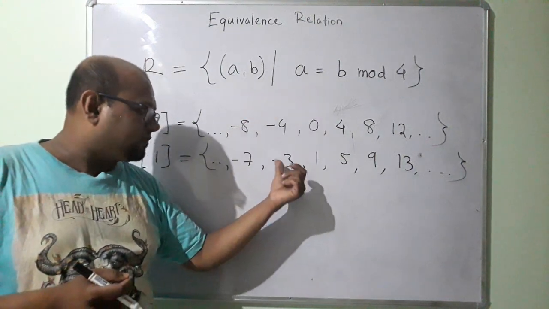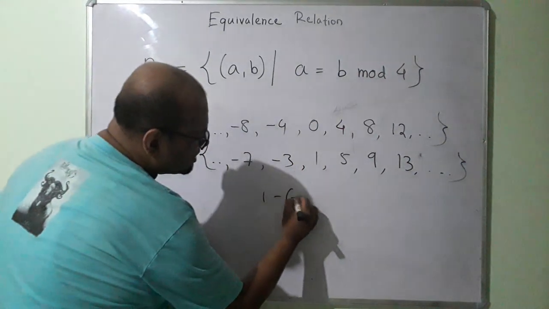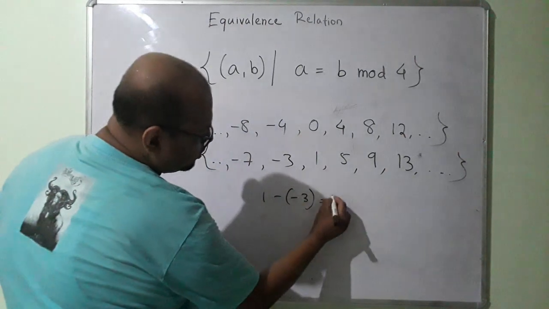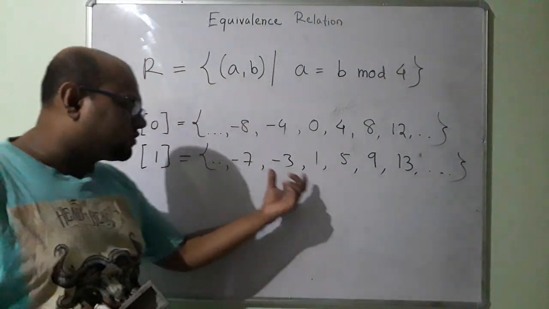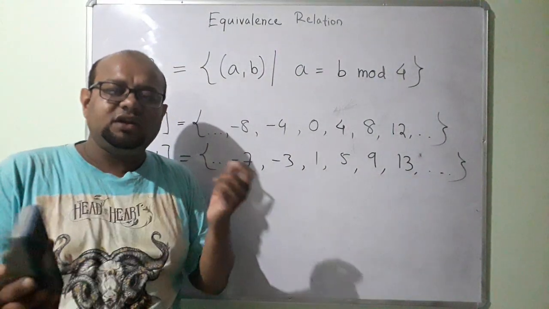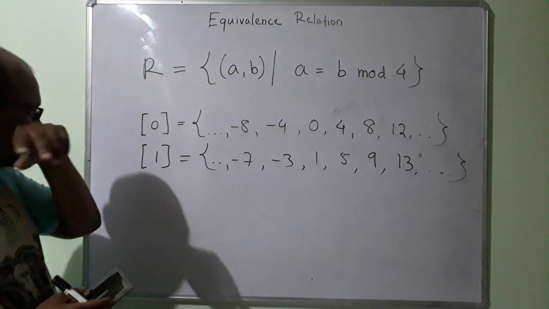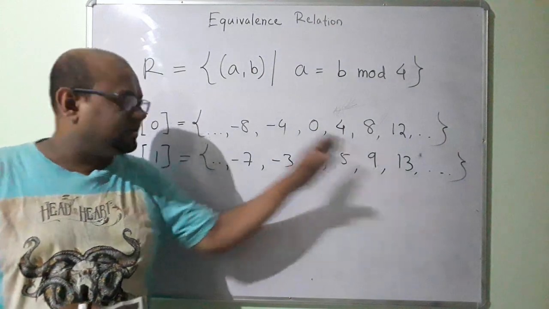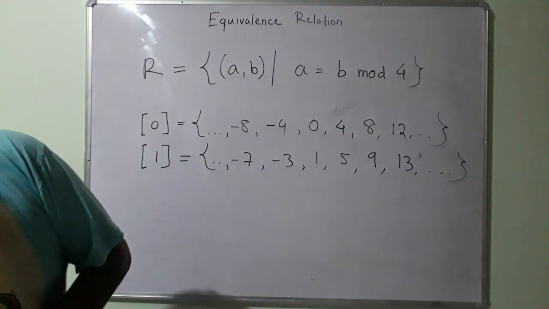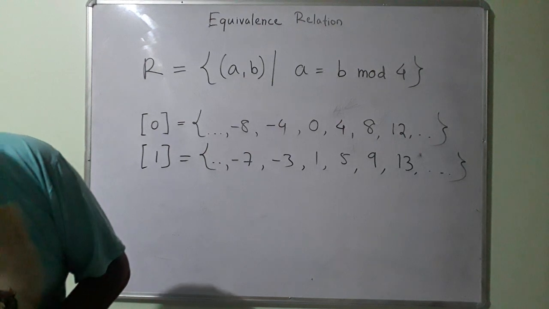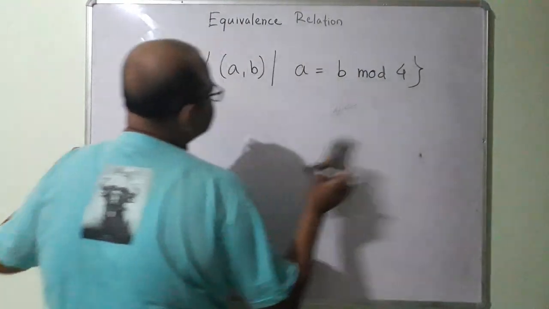I picked 1, -3 minus 1, correct. If I do 1 minus -3, it is equal to 4. 4 is divisible by 4. So pick any two elements from this set, in any order, it will belong to the relation. Alright. So this is one more equivalence class. This is one equivalence class. These are examples of equivalence class.